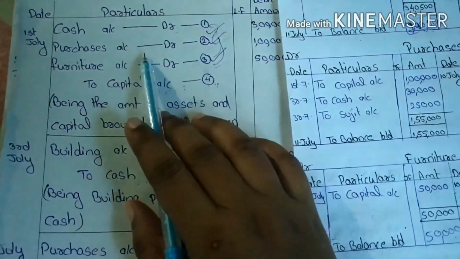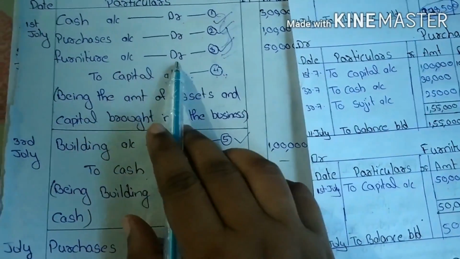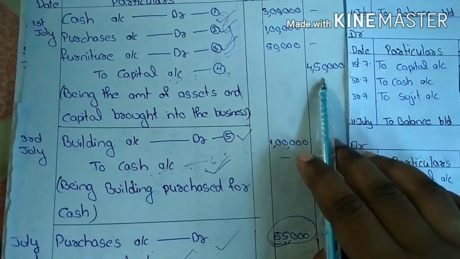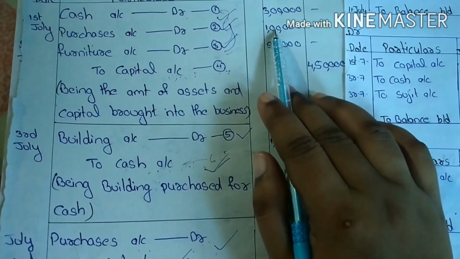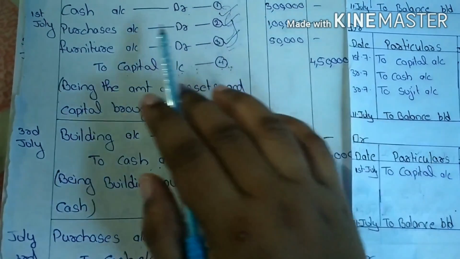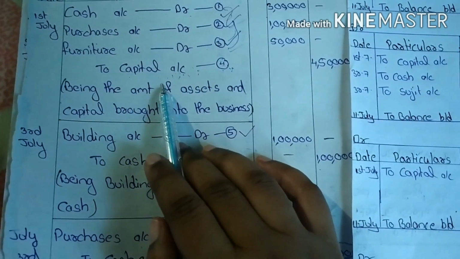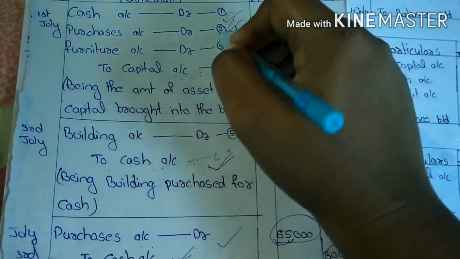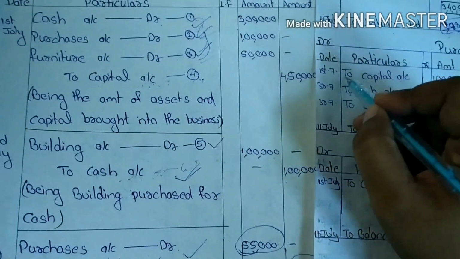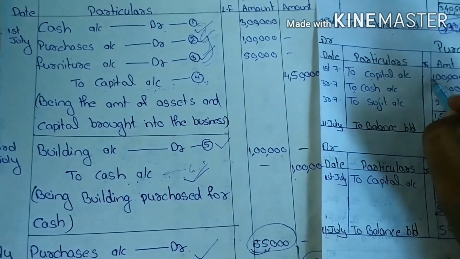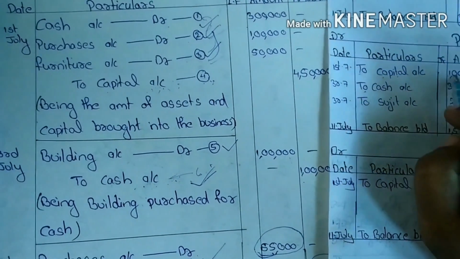See. Purchase account debtor, furniture account debtor to capital account. So total 4,50,000. 1 lakh belongs to purchases, right? So he brings purchases as a capital 1 lakh. So purchase account debtor to capital, right? So purchase account should be on debit side. So on debit side of the purchase account, it should be written as to capital account 1 lakh. Okay. So purchase account debtor to capital account 1 lakh.